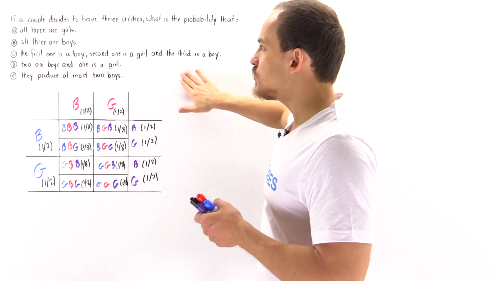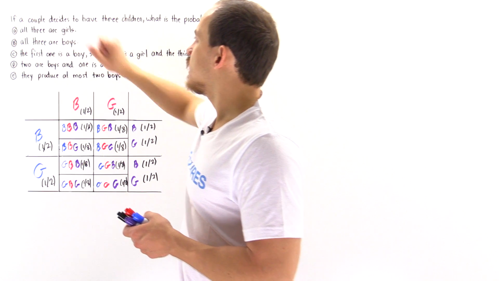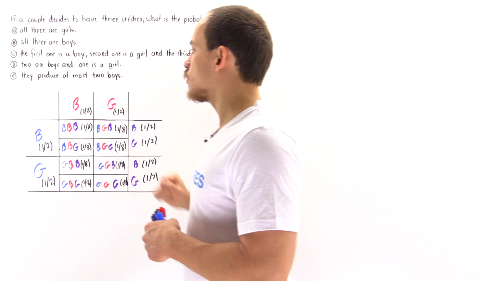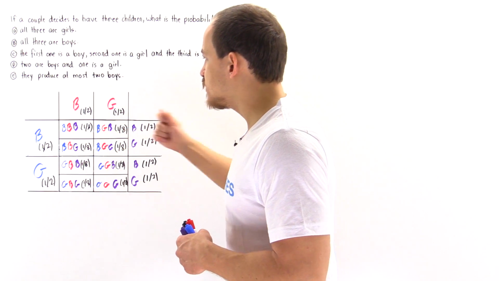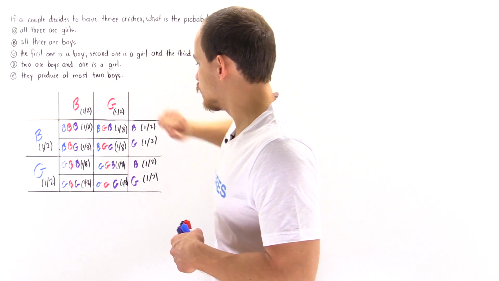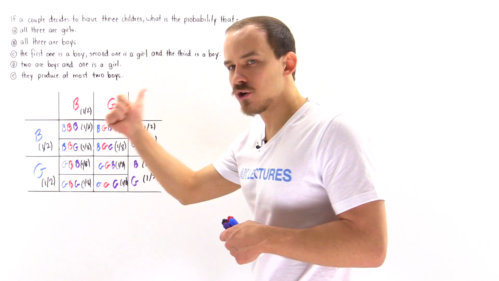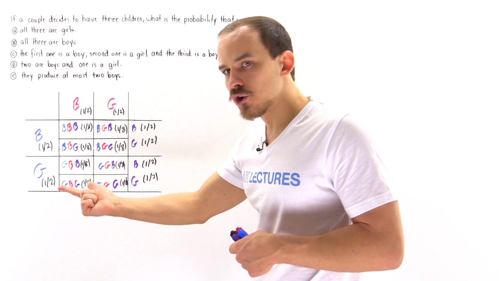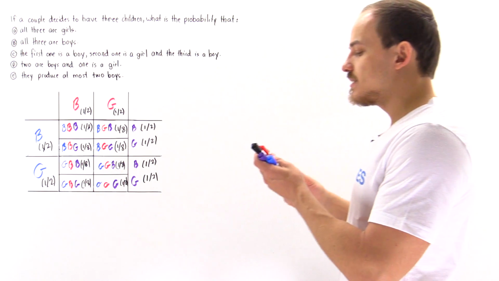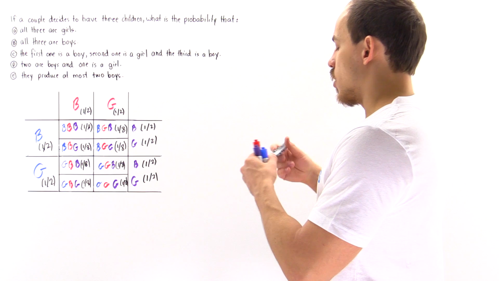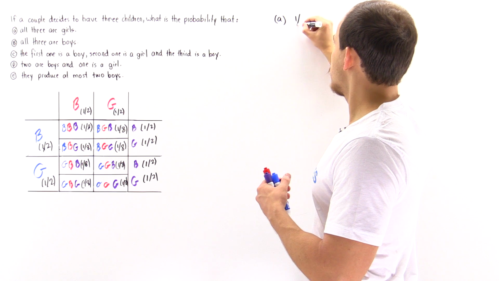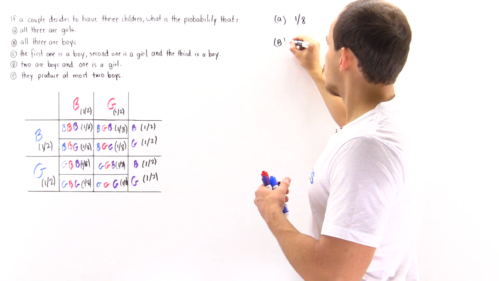So let's move on to A. If a couple decides to have 3 children, what is the probability that A, all 3 are girls? Now, which one of these boxes describes this situation? Well, the only box that describes this situation is the final box where we have a girl the first time around, a girl the second time around, and a girl the third time around. And so the probability of that event is simply 1/8. So in part A, we simply have 1/8.